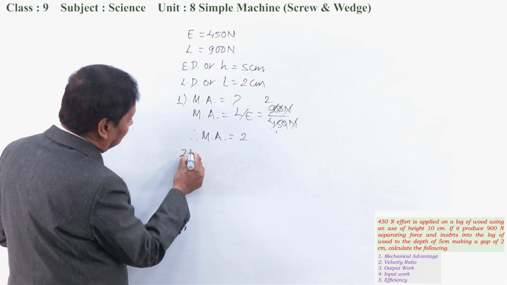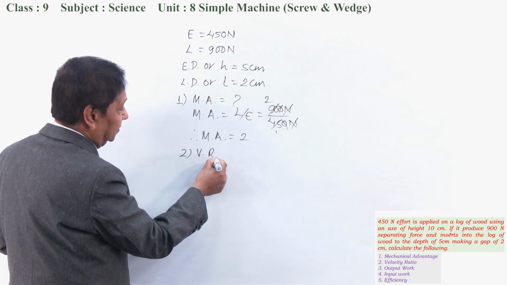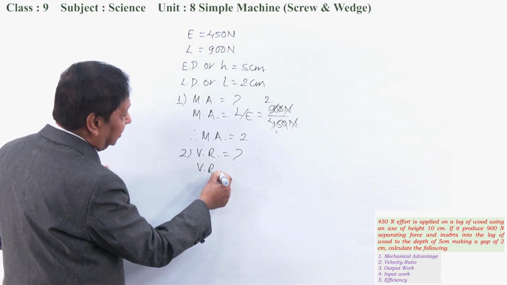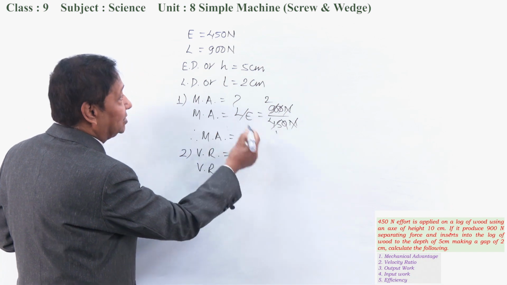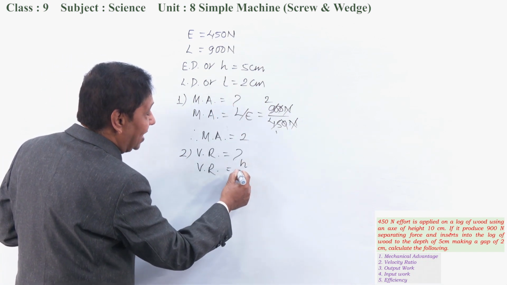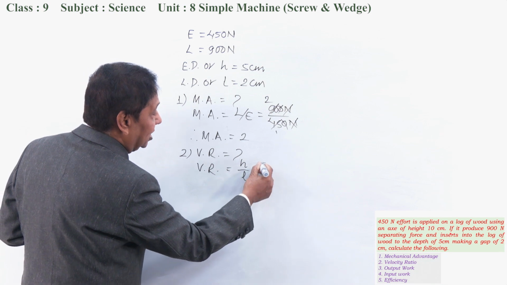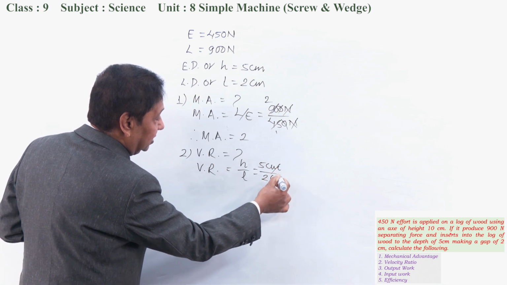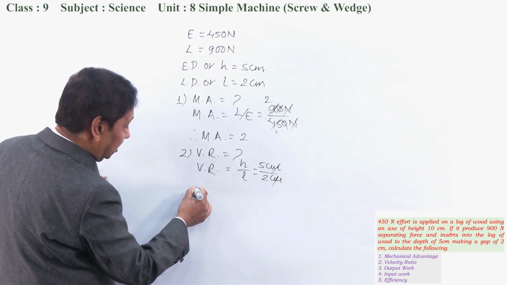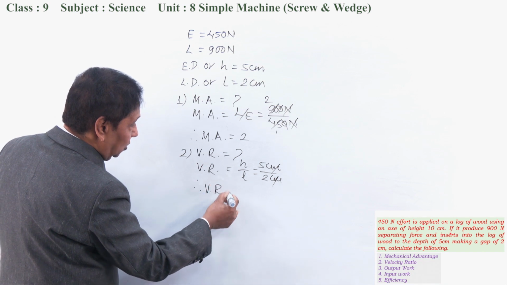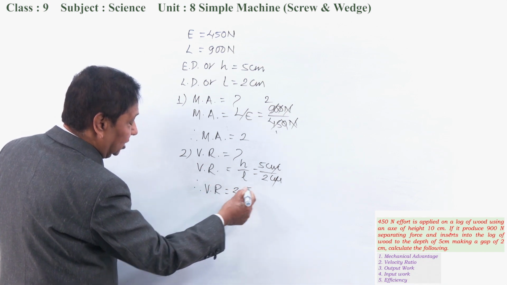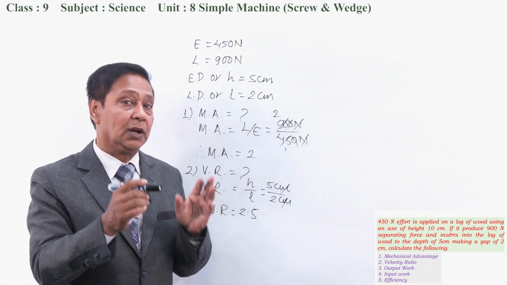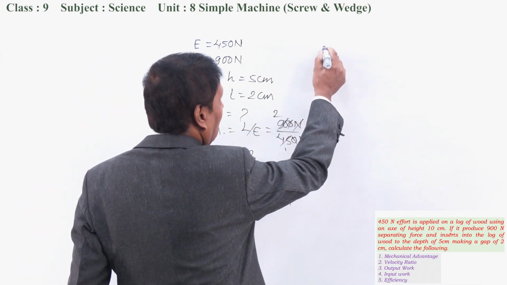Now second is velocity ratio. Now the question is, velocity ratio is equal to what? We have the formula velocity ratio is equal to effort distance by load distance. We can write H by L here, and H is 5 centimeter and L is 2 centimeter. If we cancel the centimeter, 5 divided by 2 gives velocity ratio is equal to 2.5. It means effort covers 2.5 times longer distance than that of the load.